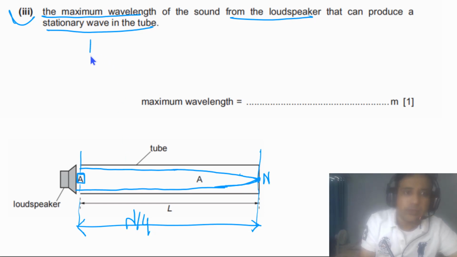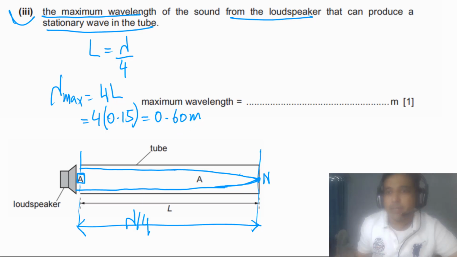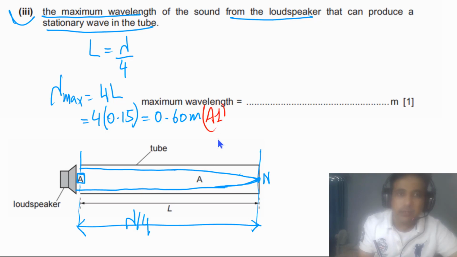So simply we can say in this case L is equal to lambda by 4. So from here we can say lambda max has to be equal to 4 times L, and the value of L we have just calculated, that was equal to 0.15 meters. So if we multiply this, we will get 0.60 meters. And this question has only 1 mark. If you have got the right answer, you will get the A mark.